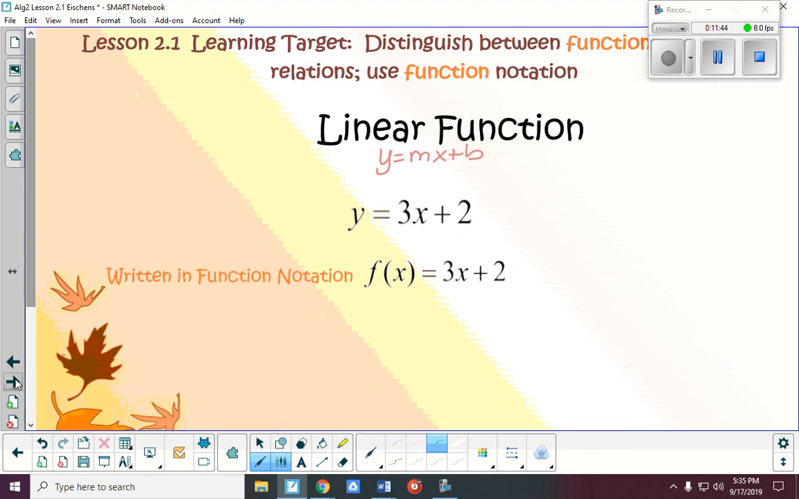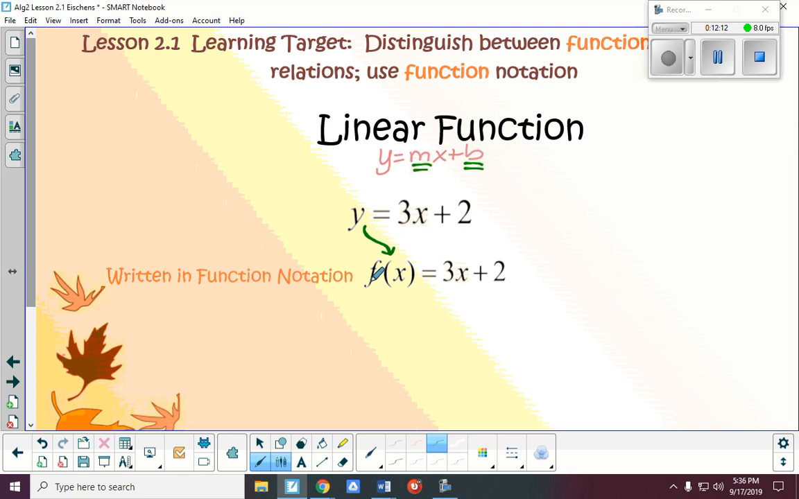All right, now we're going to talk about function notation. Now, a linear function can be written in the form of y equals mx plus b. We call that slope-intercept form, where this is your slope and this is your y-intercept. So if you have y equals 3x plus 2, that's in slope-intercept form. Well, function notation would take that, and instead of writing y, it writes f of x. So the function's value when x is equal to something equals 3x plus 2.